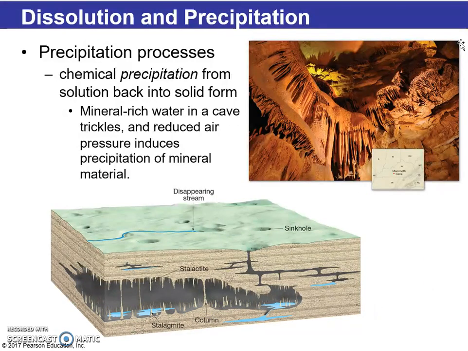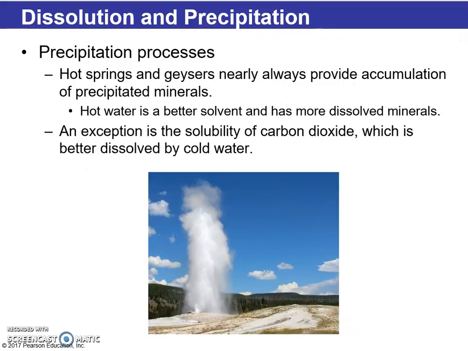We can also have chemical precipitation from solution back into solid form. Mineral-rich water in a cave trickles. A really great example of this is in New Mexico, Carlsbad Caverns. You can go well down into the canyon and see a lot of this activity. If you have some time to travel there, or perhaps you've been there already.